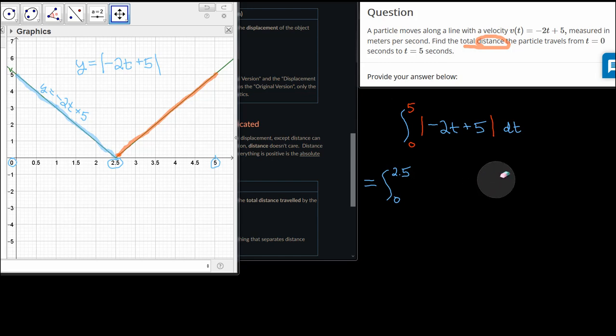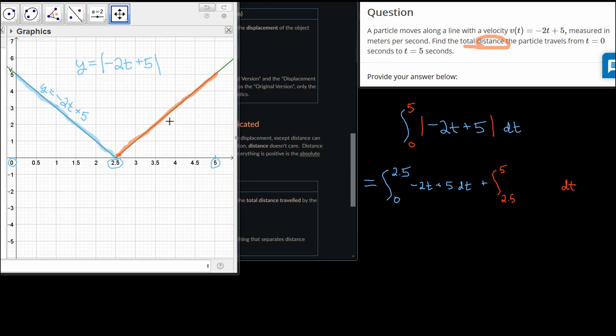Actually, let me write that a little bit smaller. I don't want to run out of room. So this is -2t plus 5 dt. So we got that, so that's half the battle. But now there has to be another integral, because you say, wait, what about this red part? How are we going to deal with that red part? Well, the t values in this case are going to be from 2.5 to 5 dt.